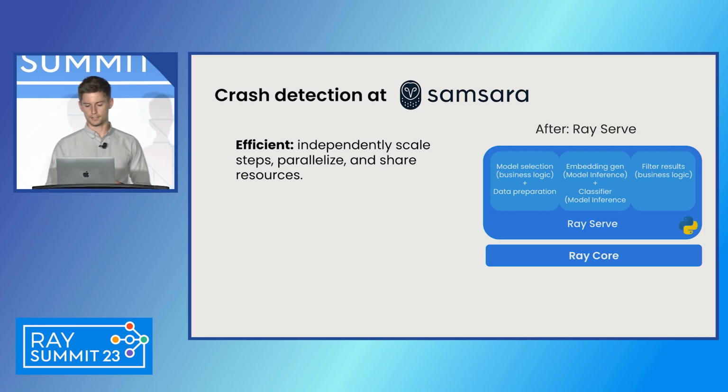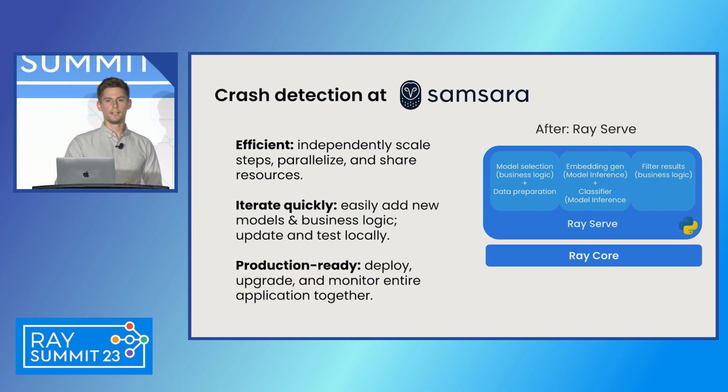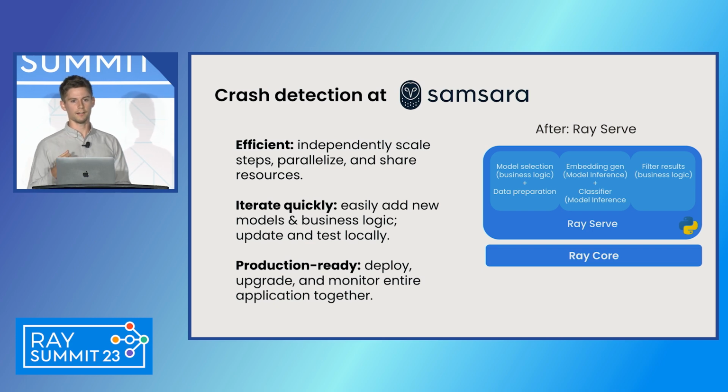models and pre-processing stages. They were also able to iterate much more quickly in order to add new models, update business logic, and this was mostly because they were able to update their architecture and test it locally just as a Python program, and then deploy to production easily. And finally, this solution was production ready and gave them a unified story for deploying, upgrading, and monitoring the entire application together, instead of having a piecemeal solution with many different moving parts.